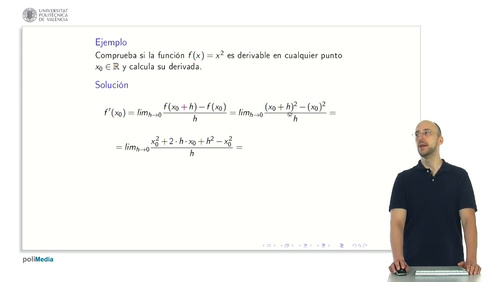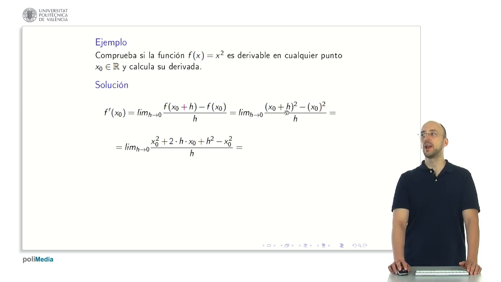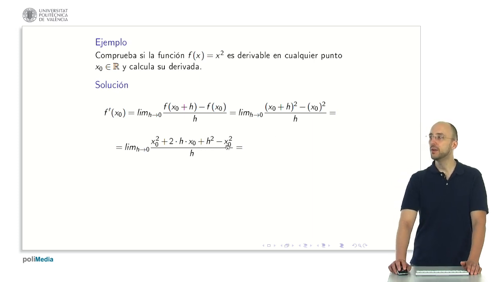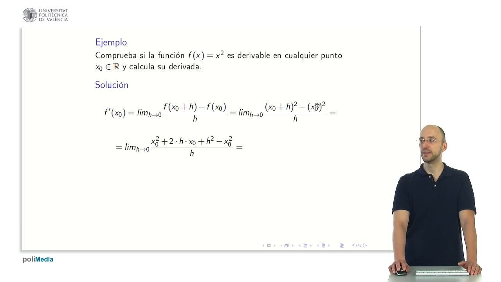Let's see what we can do here. All I've done here is expand the square. X sub 0 plus h squared is, as you all remember, x sub 0 squared, the first squared, plus 2 times the first times the second one, twice h by x sub 0, plus the second squared, h squared, minus, here I have simply removed the parentheses in the second term, x sub 0 squared. But be careful with this. You have to remember that here I have an x sub 0 plus h squared. It is a sum squared, therefore you have to apply the corresponding rule.